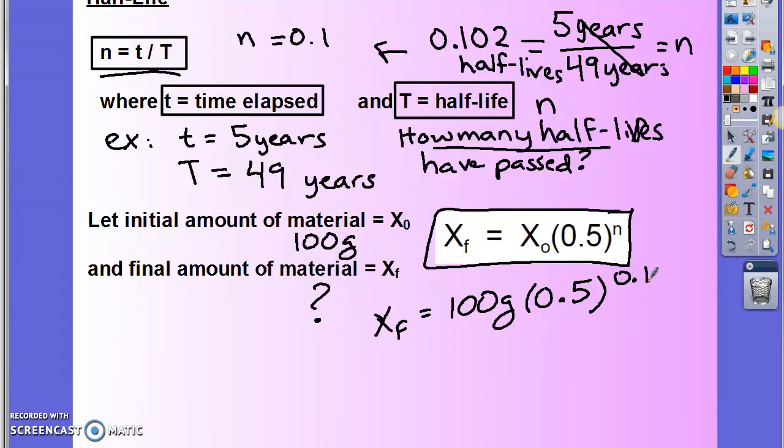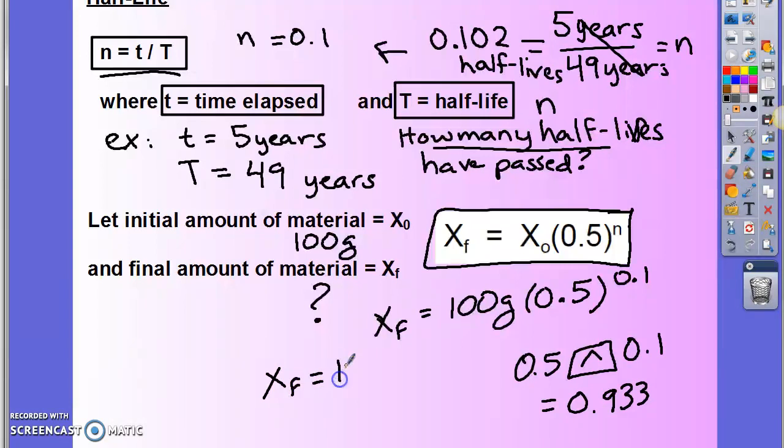Alright, so what's really, really important here is that when you use your calculator for this problem, you want to make sure you take this 0.5 and raise it to the power before you multiply by 100. Otherwise, you're going to get a different number. So 0.5, and then on your calculator, you'll probably see a button that looks like that. That means to raise to a power. So I'm going to raise it to the 0.1 power. And that right there gives me 0.933. Okay, so I'm going to plug that back in.